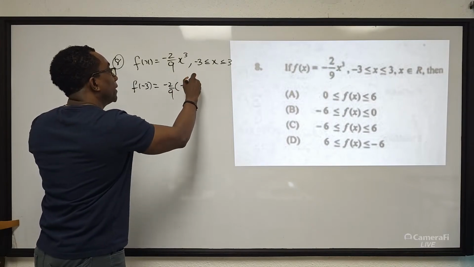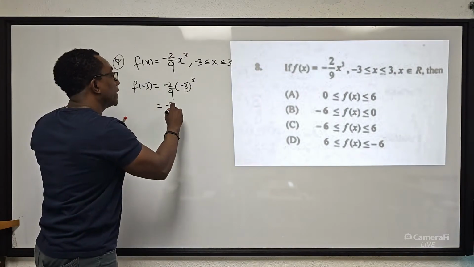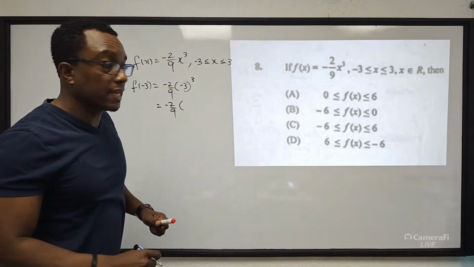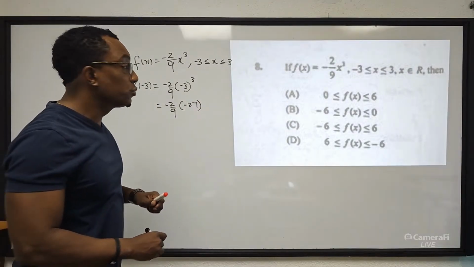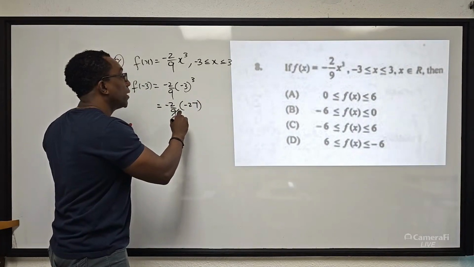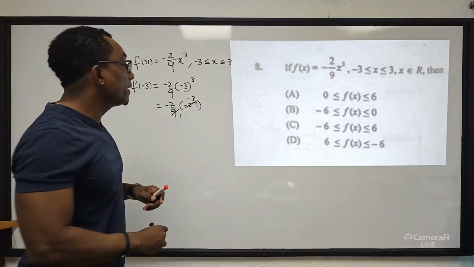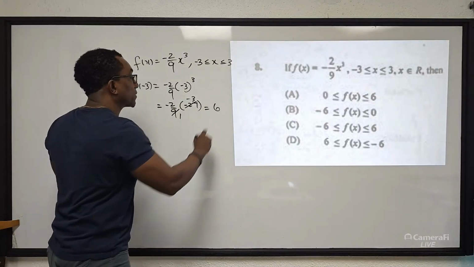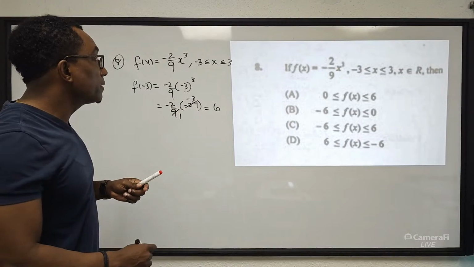So this will be negative 2/9 times negative 3 all cubed. Negative 3 cubed will give us negative 27. And negative 27 by negative 2/9, this will be 9 into 9 is 1, 9 into negative 27 is negative 3, and negative 2 by negative 3 will give us positive 6. So negative 3 is linked to positive 6.